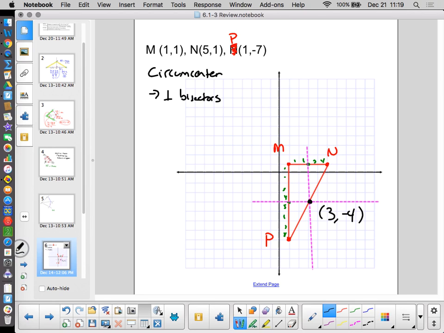So circumcenter is found by finding the perpendicular bisectors of each side. And again, with a right triangle, that's pretty easy. If it's not a right triangle, then we also have to find the slopes of the sides and find the slope of a perpendicular line. But usually we make these fairly simple.